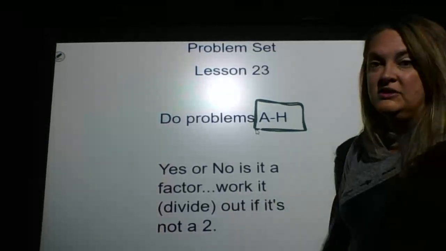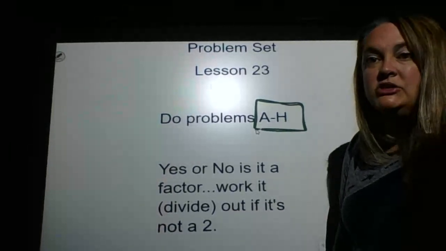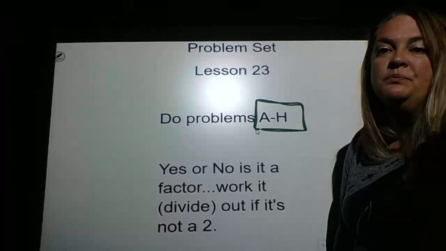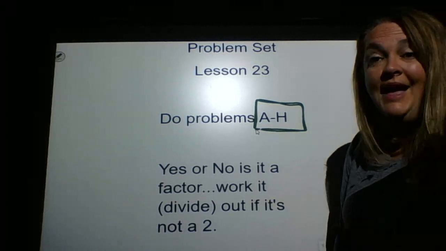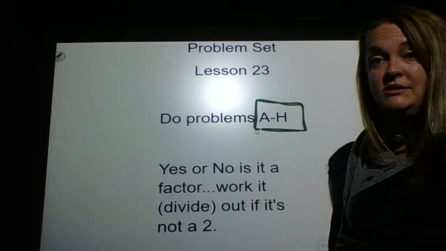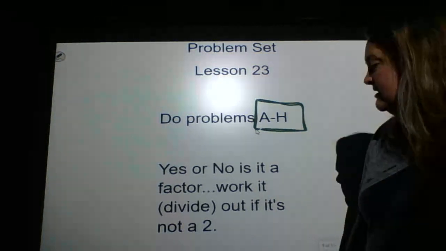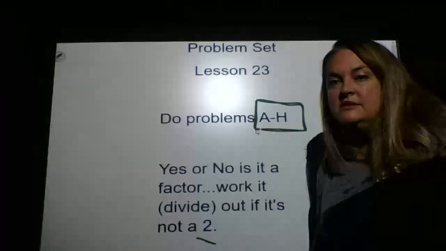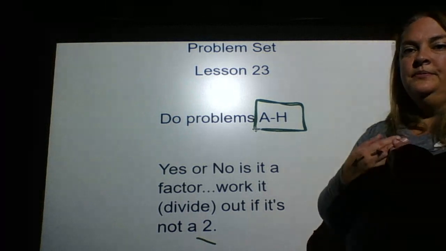If they're asking you if it's a factor of 2, all you have to decide is if it's even or odd. Because 2, when we skip count, hits every even number. So 34. Is 2 a factor of 34? Yes, 34 is even because the 4 in the ones place is an even number, right? I don't have to work that out. So you can save yourself some time if you use that rule for the 2. All right, pause, go do your work, come back when you're ready to check your answers.